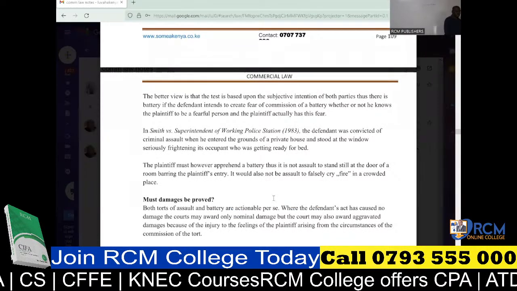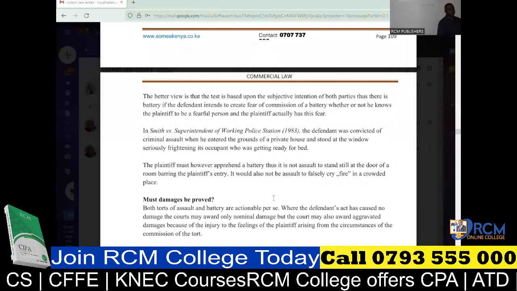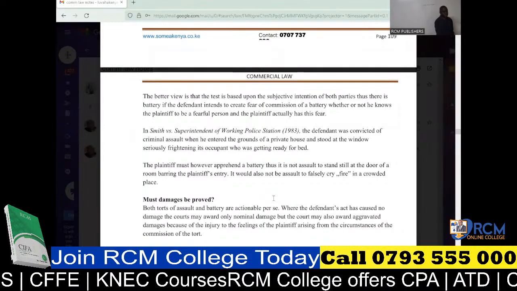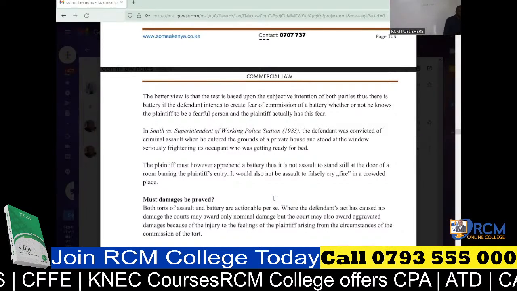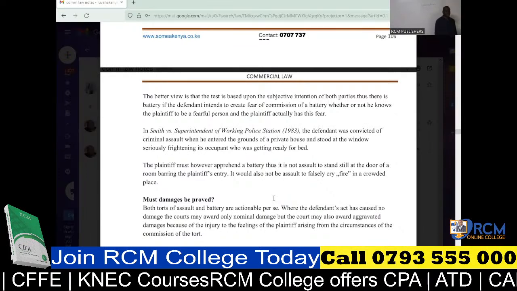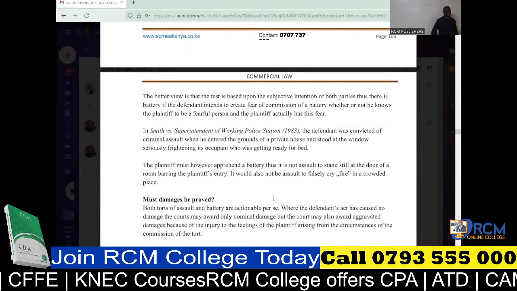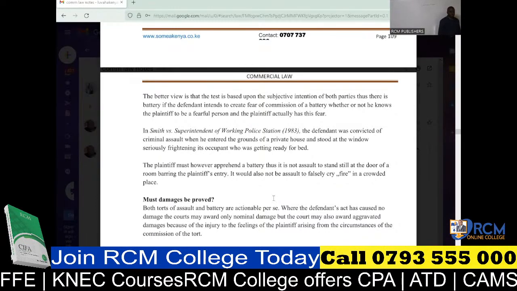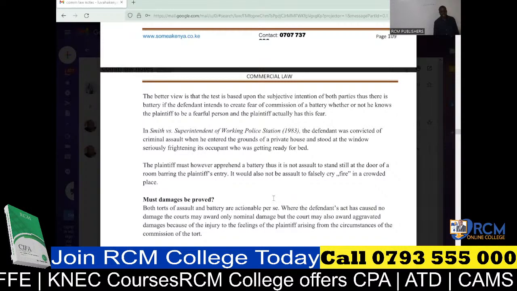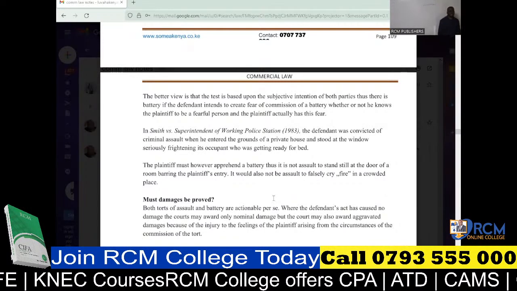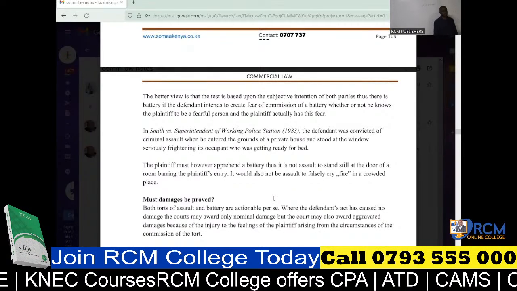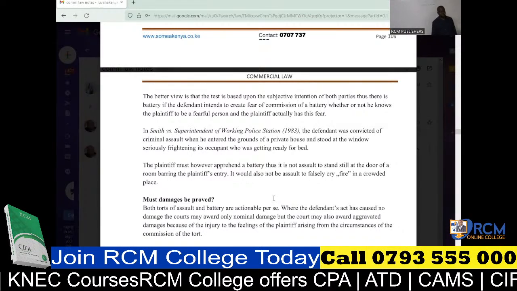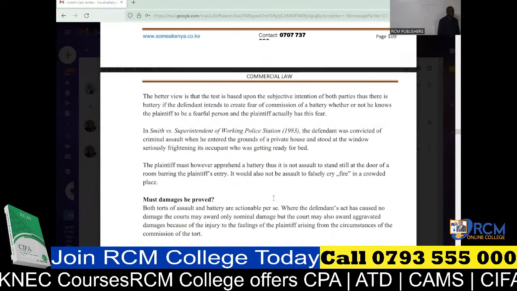So that is basically what we mean by battery. Where you proceed and actually cause an injury, so you cause some form of apprehension and actual injury, then it will no longer be assault. That's why assault and battery are related. Where you just instill fear, only fear, without causing any form of injury, it will be taken as being assault. But if you go ahead and actually cause an injury or hit a person, in such a case, it will be taken as being battery and not assault.